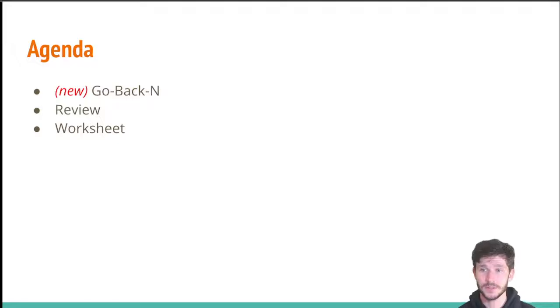I'm going to first talk about a scheme for reliability that's a bit simpler than what TCP actually does. And we'll talk about what TCP actually does and what the header looks like for TCP and its behavior. And then we'll go over some problems on the worksheet.